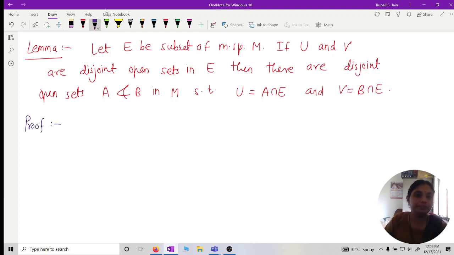What is given? E is any subset of a metric space M. M is a metric space, E is a subset of it. And U and V are disjoint open sets in E. Then we want to show there exist disjoint open sets A and B in M such that U is equal to A intersection E and V is equal to B intersection E. So how can I prove this?